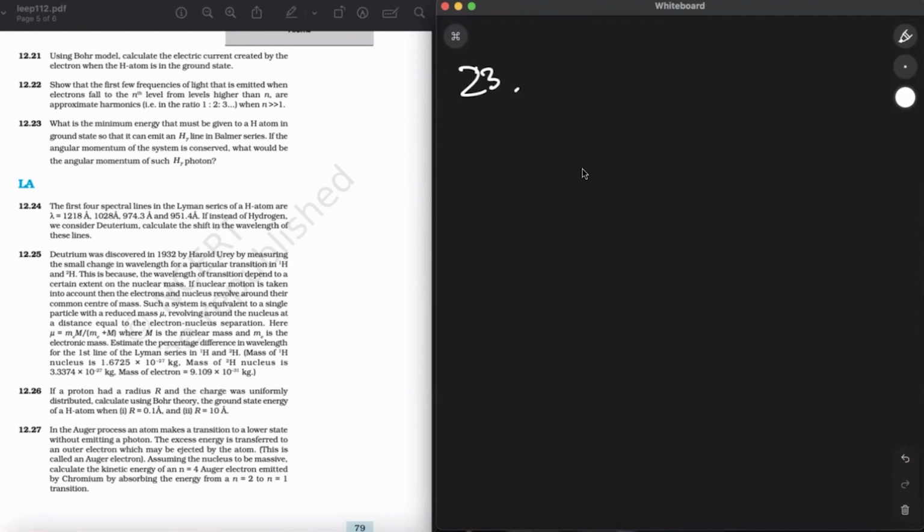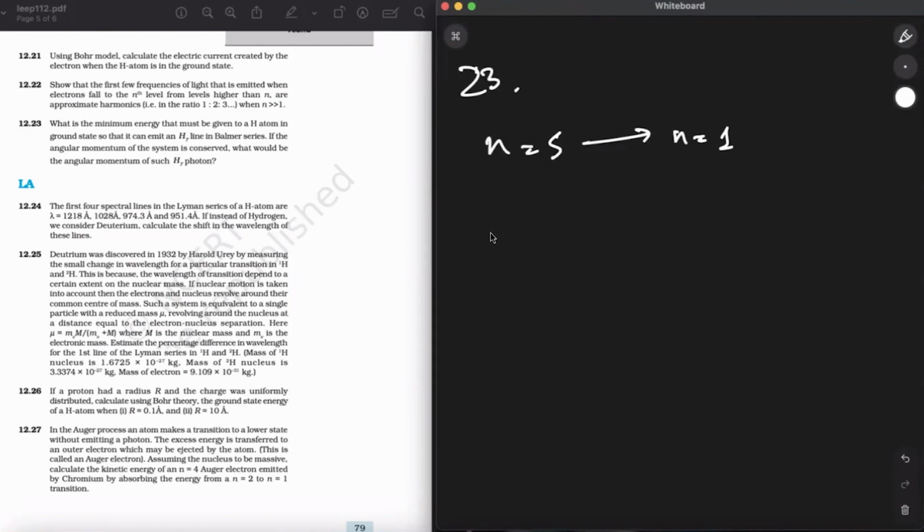So continuing from question number 23, what is the minimum energy that must be given to a H atom? Alright, we read about this question now. If we talk about the Balmer series, when is it formed? It is formed when an electron falls from n equal to 5 to n equal to 1. So if the electron is in the ground state, for it to go to n equal to 5, we must give it some energy.